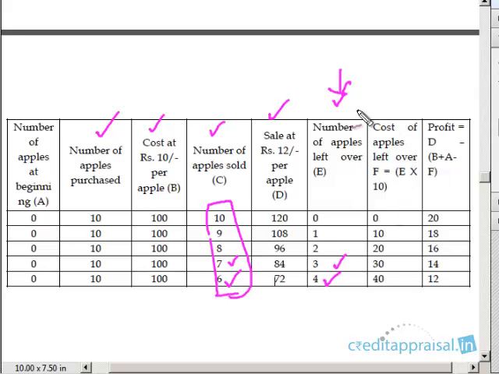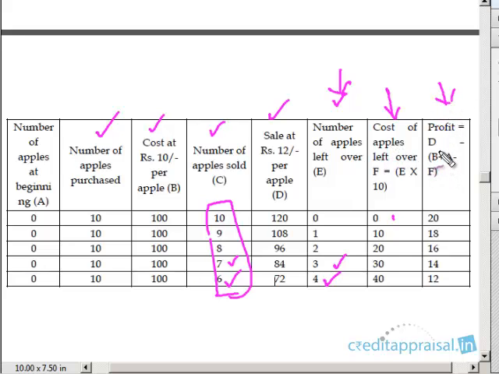What is the cost of apples left over? Earlier we spoke of the cost of apples sold. Now we are saying, what is the cost of these unsold apples? Each apple cost 10 rupees, so 0 into 10, 0, 1 into 10, 10, 4 into 10, 40, like this, right? This is the cost of apples left over.